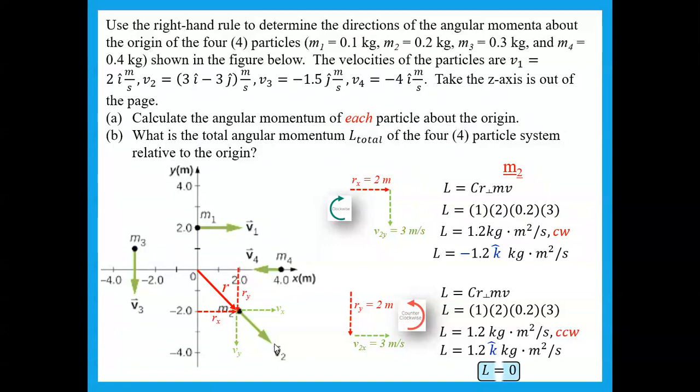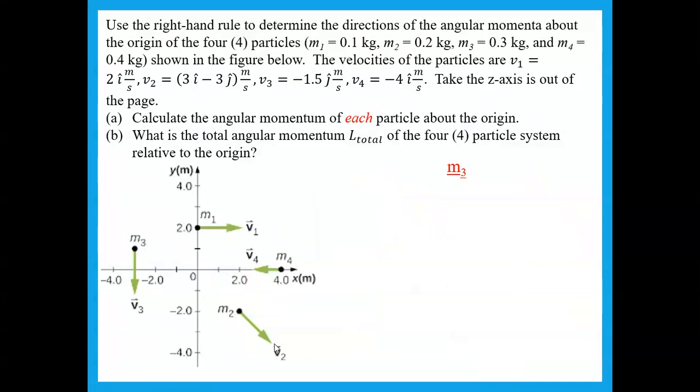No angular momentum is produced by M2's direction. All right, so keep that in mind. And then let's do M3. All right, so M3 is in the second quadrant here, and it has a velocity vector pointing downward, and then there's some distance away from R. So let's go ahead and set this stuff up again.